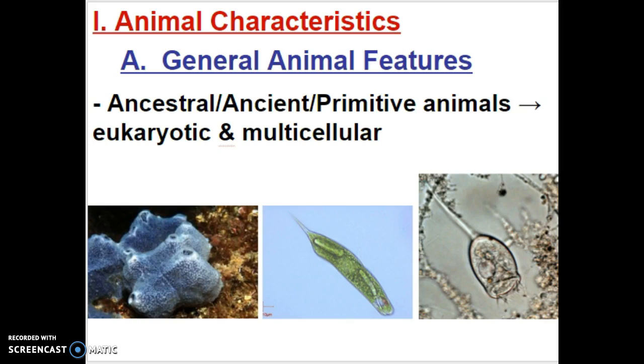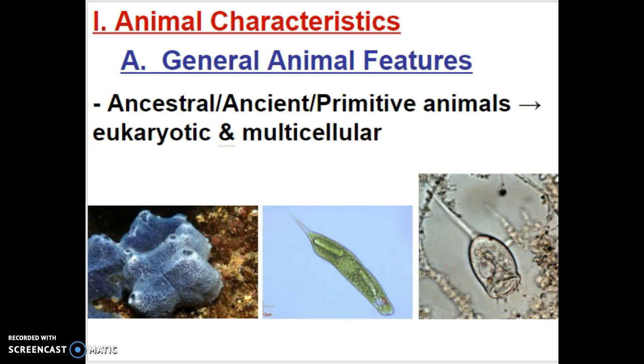When we talk about animals or the animal kingdom, the only thing that all animals have in common is the fact that they are eukaryotic, so they have a nucleus in their cells, and they're multicellular, so they're made up of more than one cell.